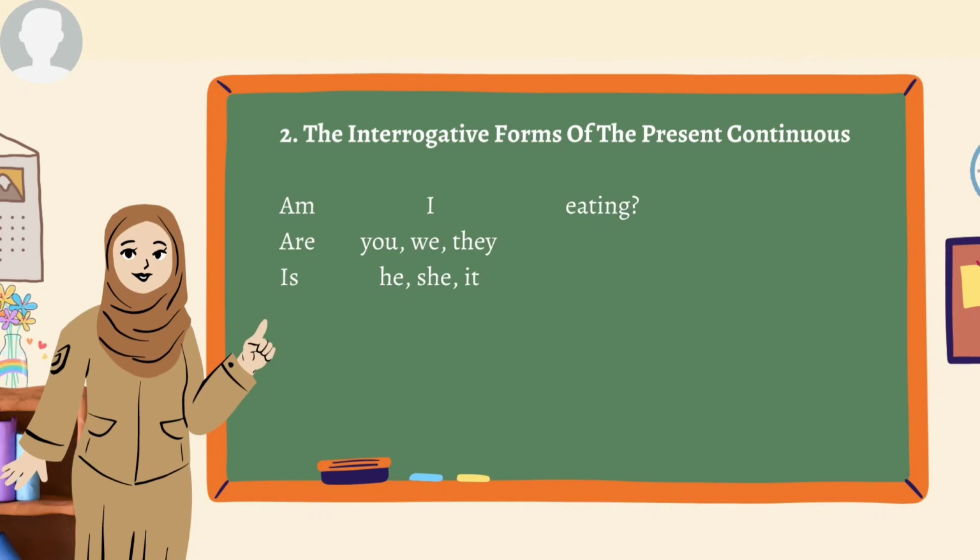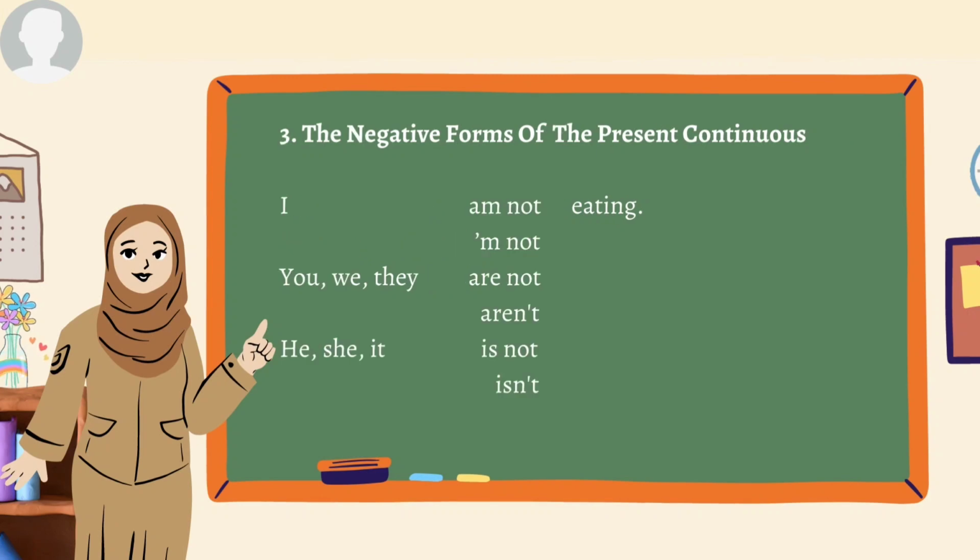Second, the interrogative forms of the present continuous. Am I eating? Are you eating? Are we eating? Are they eating? Is he eating? Is she eating? Is it eating?